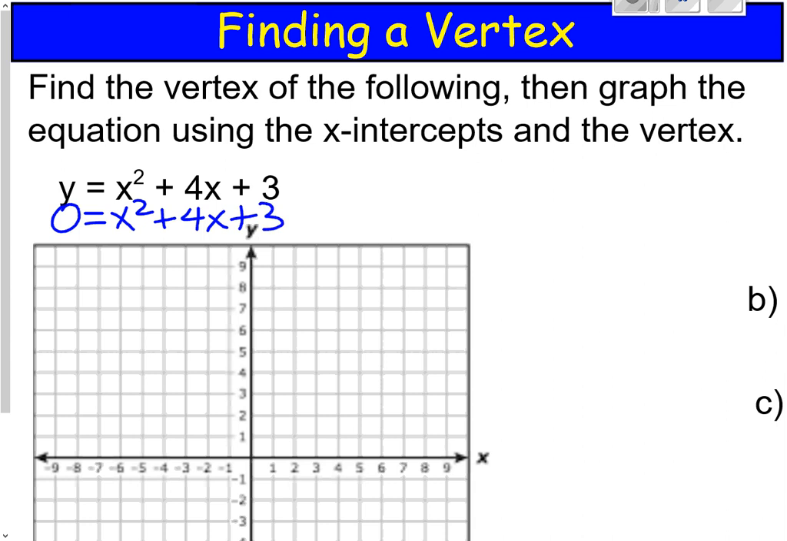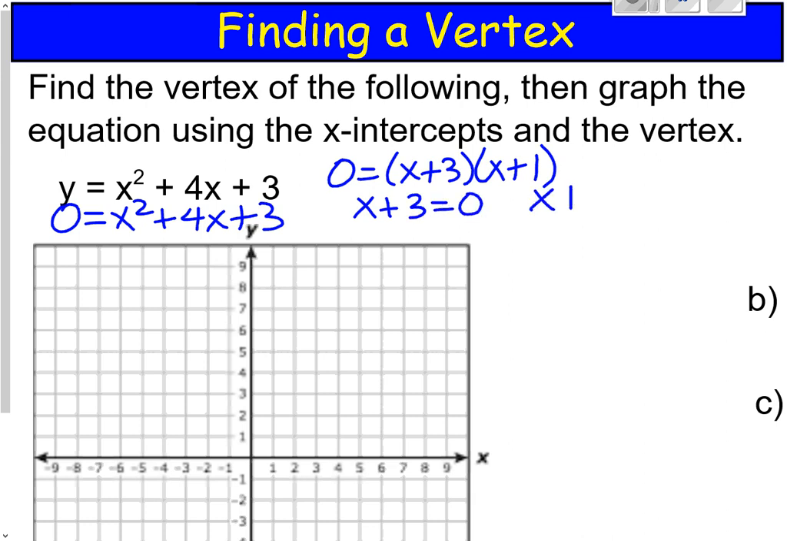All right, so two numbers that multiply to 3 but add to 4 are going to be a positive 3 and a positive 1. And then I'm going to take each one of those brackets and set it equal to 0 and solve for x. So subtract 3, subtract 3, I get x equals negative 3. Subtract 1, and I get x equals negative 1. All right, so negative 3 is here, and negative 1 is there. Okay, so that's the first step.